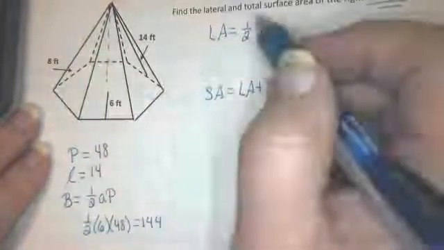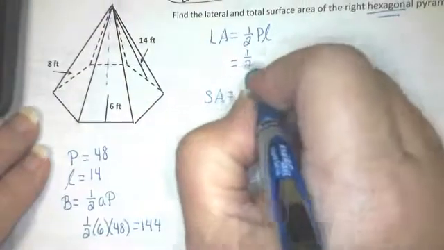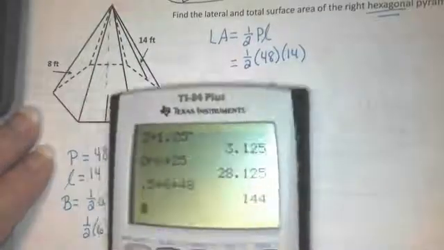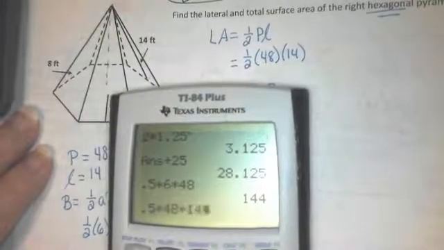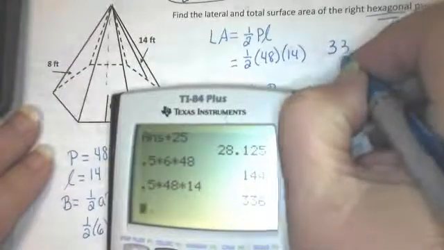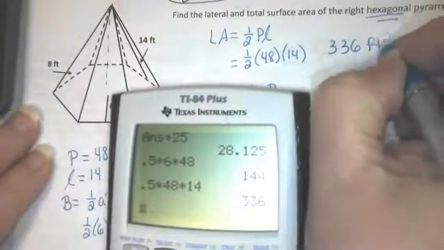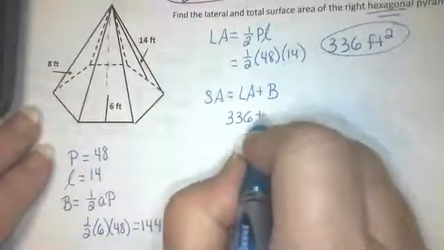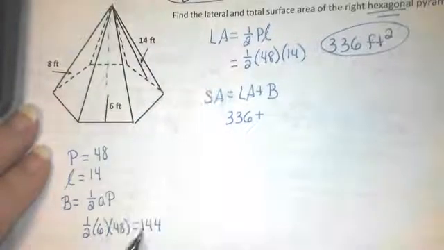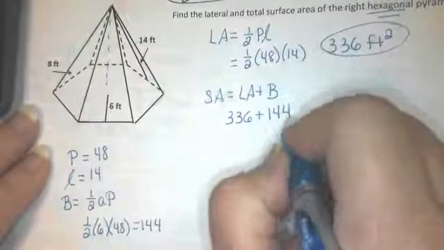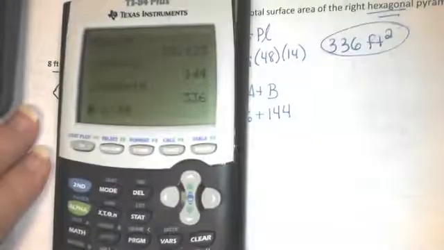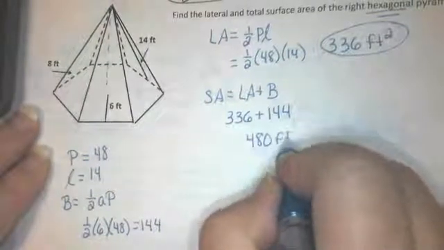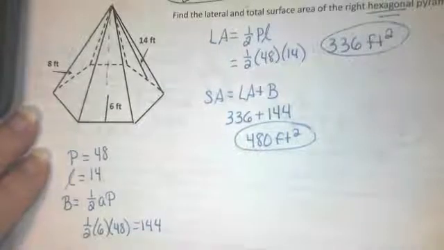It's easier if you do this first. So the lateral area, 1/2 perimeter times slant height. And I put that in my calculator. Is 336 square feet. Now I use that number and I add to it the area of my base to get my total surface area. And my base was 144. So I'm going to add 144 and get 480 for my total surface area of the hexagonal pyramid.